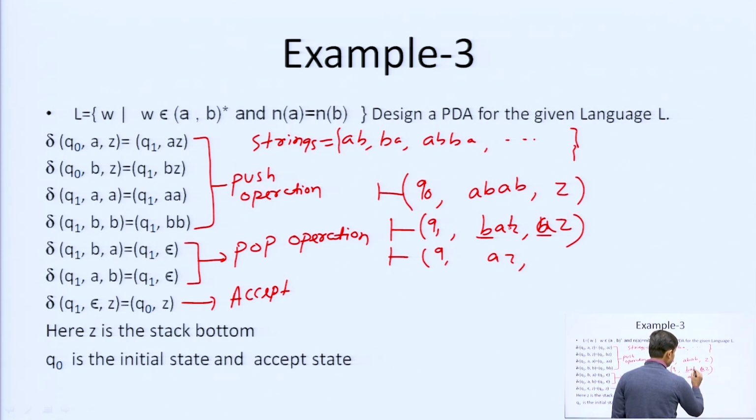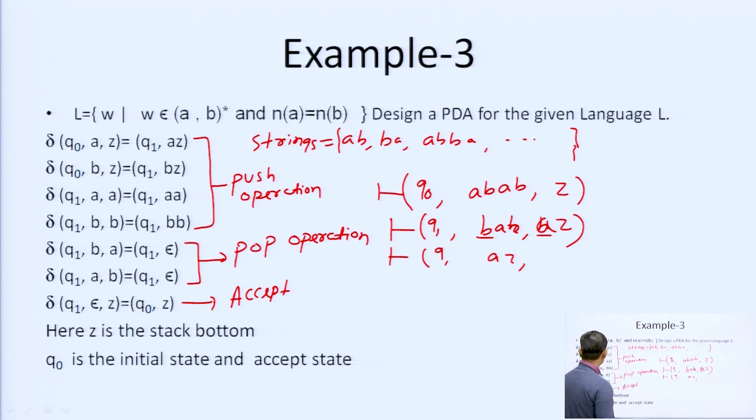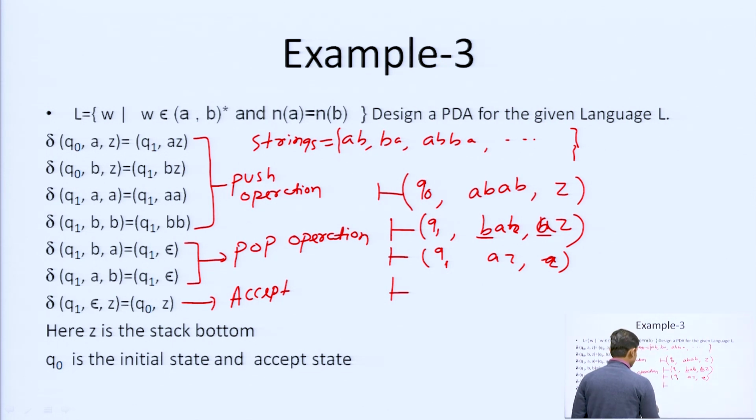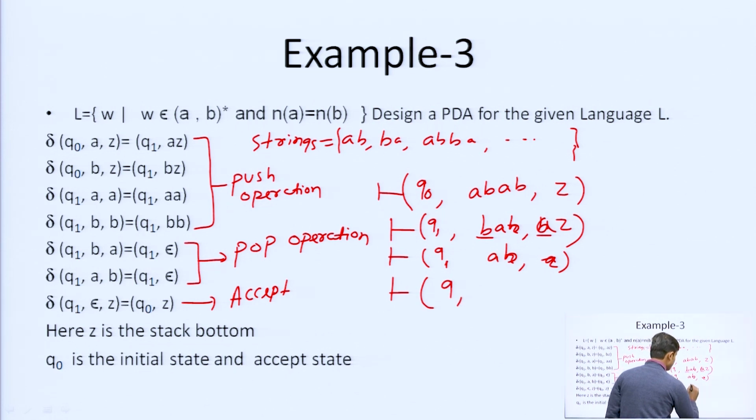B, A, B, then Q1. See here, Q1 input is B, stack top is A, you have to pop A from the stack. Now again input is A, you have to push A into the stack. Input is A again, you have to push A into the stack.